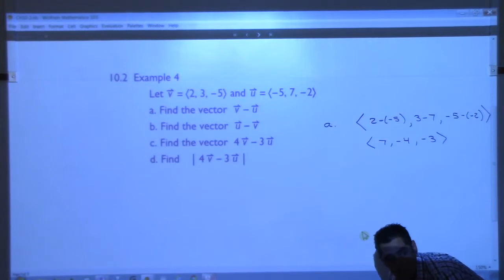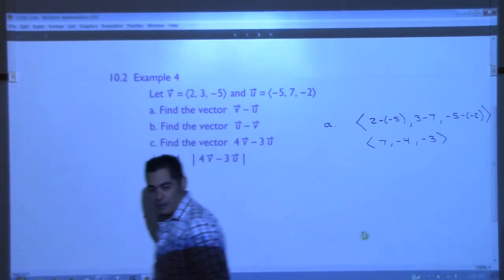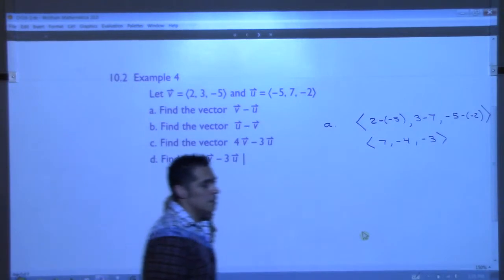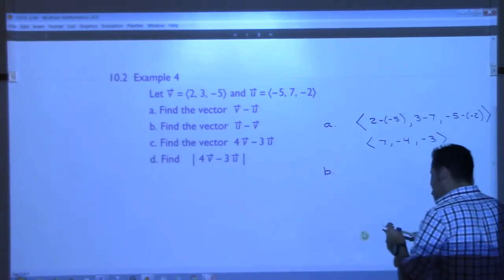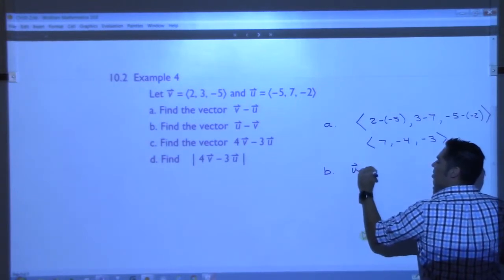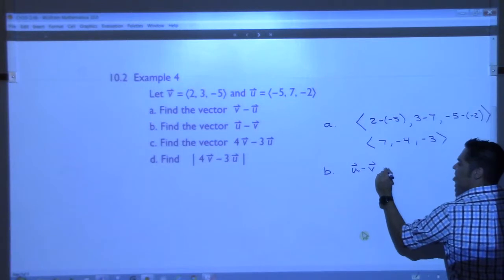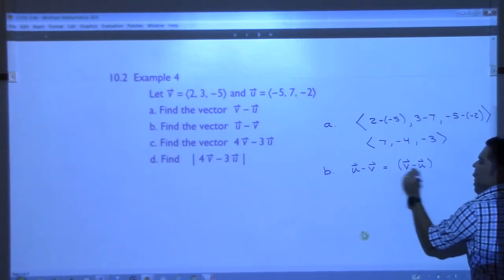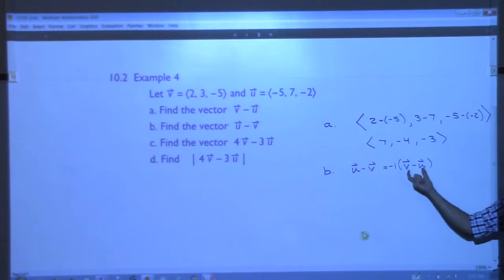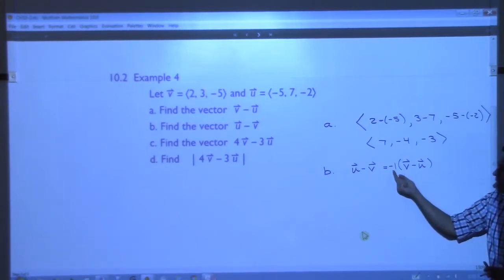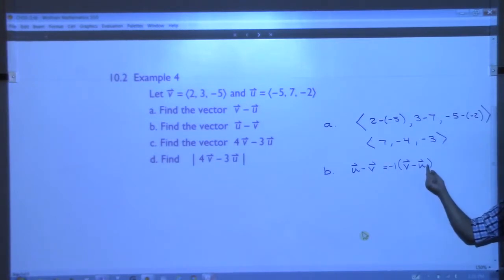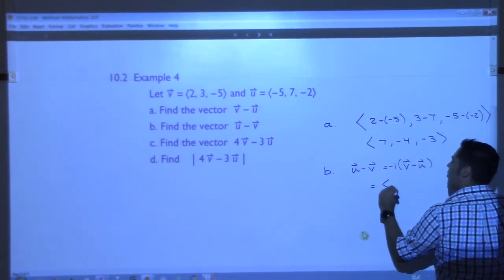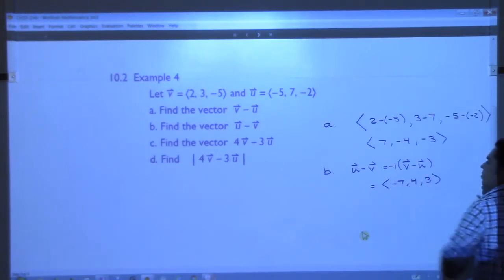Ricky, without doing any work, without actually doing any numbers, do you have an idea of how we could find u minus v? Flip the signs. Flip the signs, very good. Now, look at what Ricky's doing here. We're trying to find u minus v, right? But isn't that the same as taking v minus u, whatever that vector is, and doing a scalar multiplication of -1? So this is a vector, right? If I do a scalar multiplication of -1, I distribute here and here, then I'm going to get that, right? So all I have to do is take that answer and change all the signs. So -7, 4, and 3. Good.